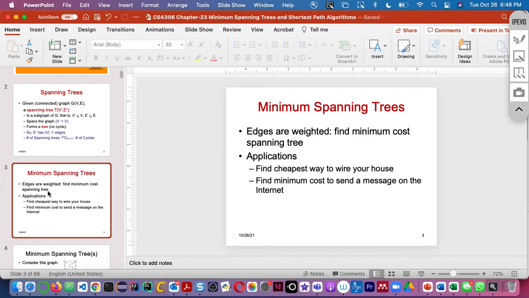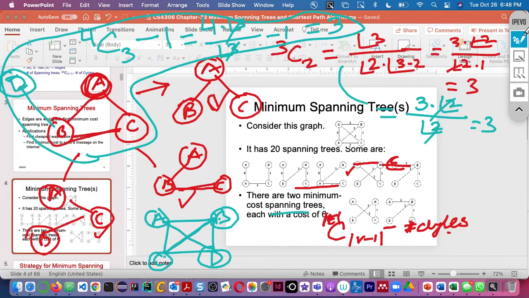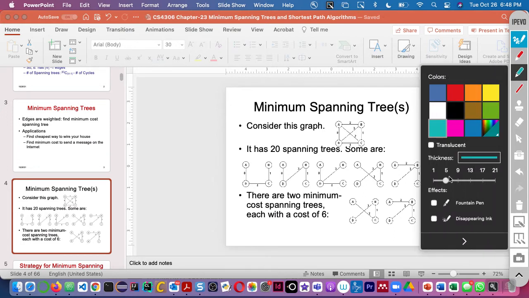What is minimum? A minimum spanning tree applies if there is a weighted graph. For instance, if our graph is like this, A, B, C, D, let me make it clear. If my graph is A, B, C, and D, A to B is 2, right? B to C is 1. A to C is 2 or 3, maybe 4. Whatever, this is not a matter.